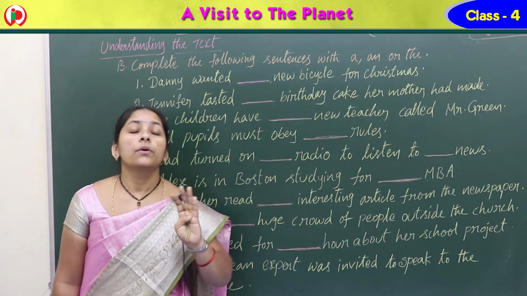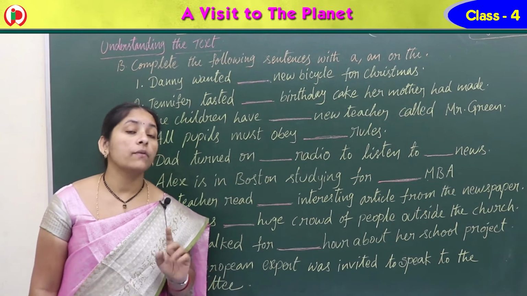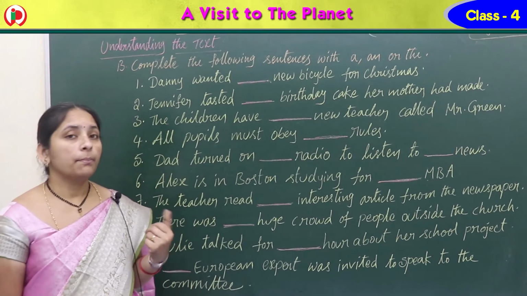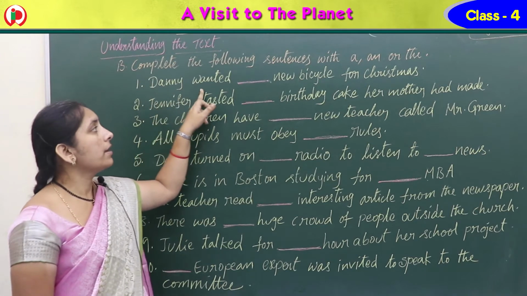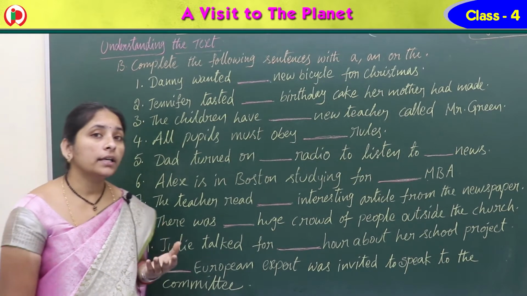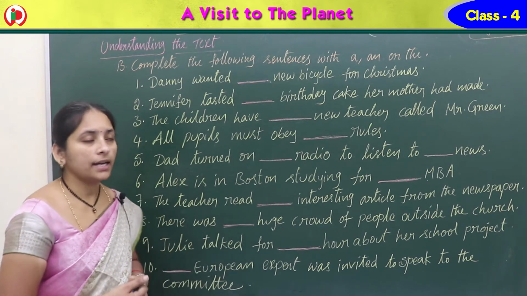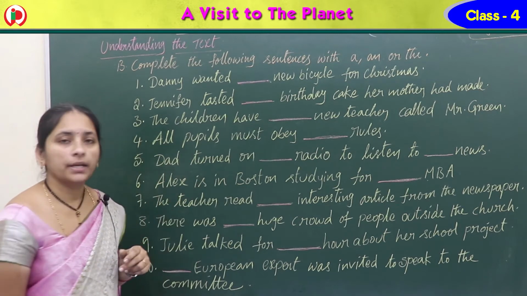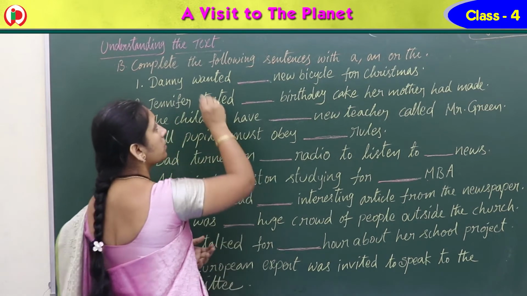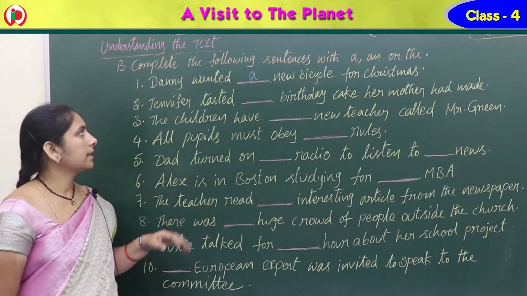A is used before a consonant sound. An is used before a vowel sound, not vowels, vowel sounds. And the is used for particular things. Now see this. Danny wanted dash new bicycle for Christmas. I want a pencil, I want a book, I want a bicycle, right? So Danny wanted a new. Consonant is there and it is giving a consonant sound also. That's why we should write it. Danny wanted, very good, a new bicycle for Christmas.